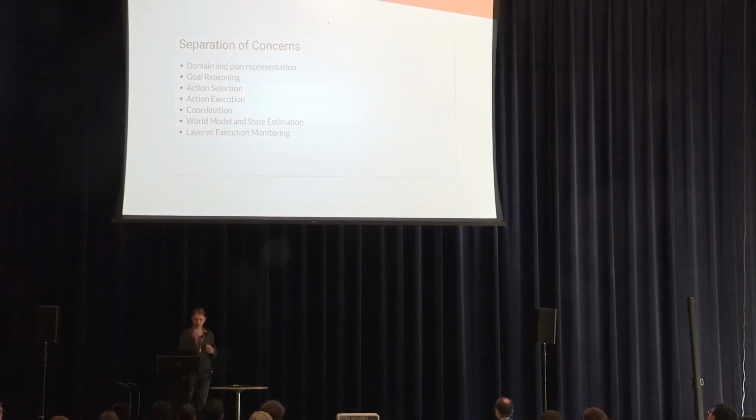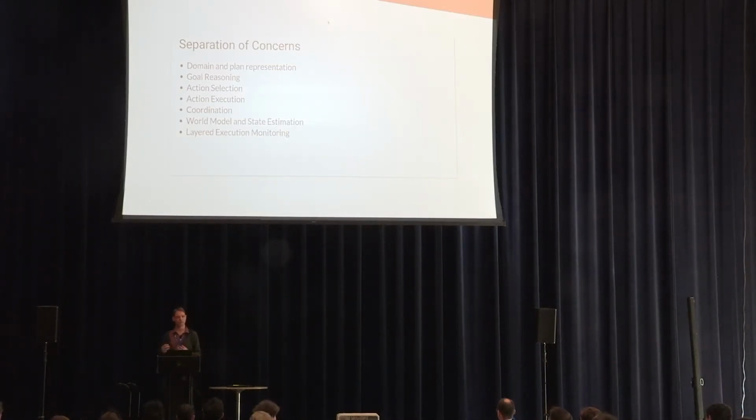So we want to separate concerns in our system. We have the domain and plan representation that's underlying everything that we do, but then we want to have something that is goal reasoning, and that tends to be highly domain specific, and we want to make it easy for the user to exchange that part of the system to adapt it for their domain. Then we also have action selection, and that might also depend on the kinds of plans that you have or on the kinds of domain you're working in.